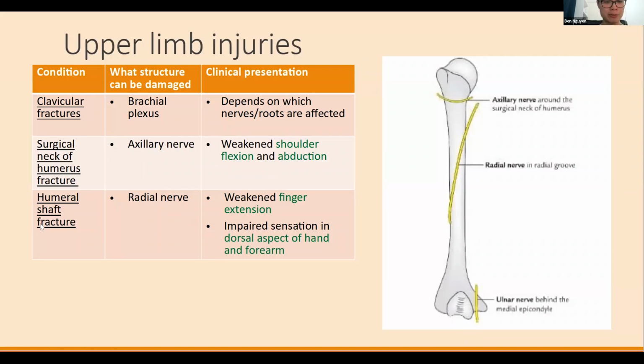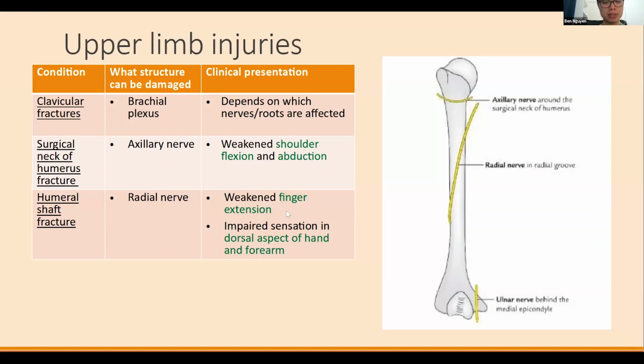And then the humeral shaft fracture. The radial nerve runs through that, and the radial nerve is responsible for finger extension and sensation at the back of the hand as well. One key clinical point I want to make is that it's good to test the neurovascular status of all the distal structures if you've got an injury even proximally in the arm, right?